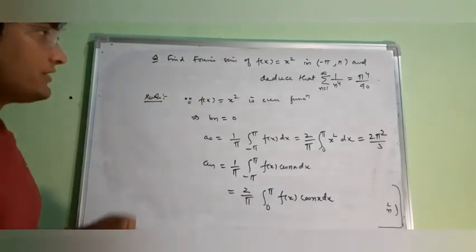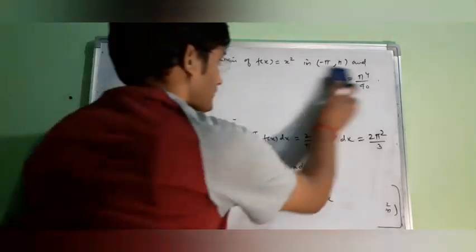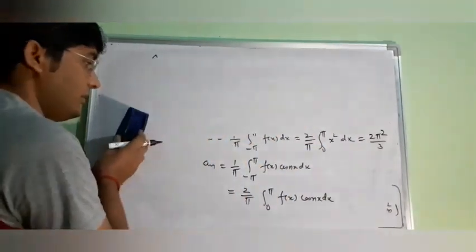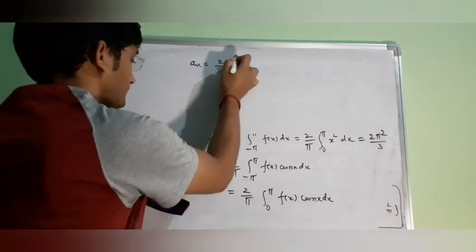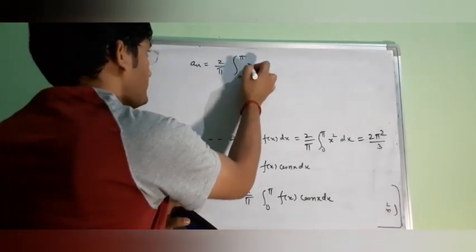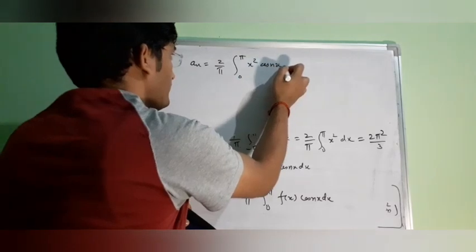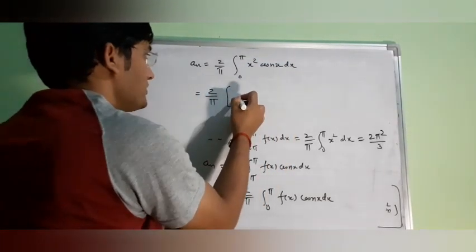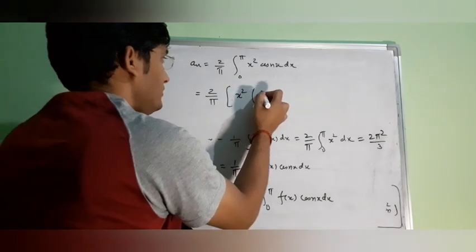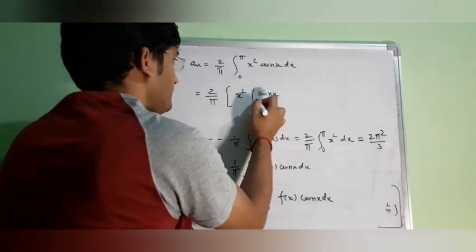Now our f(x) is x square, so a_n will be the integral of x square cos nx dx. Now using the Bernoulli rule of integration, we will have x square into sin nx upon n.